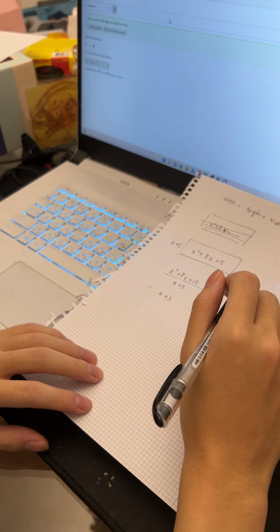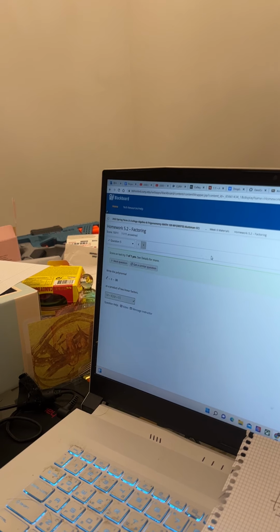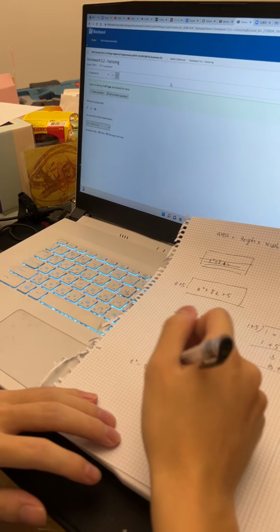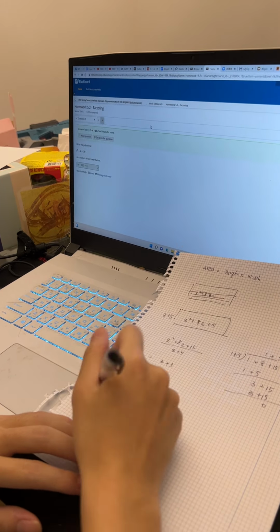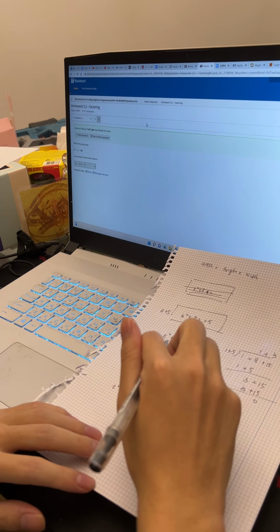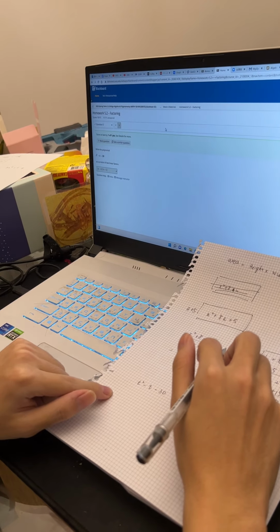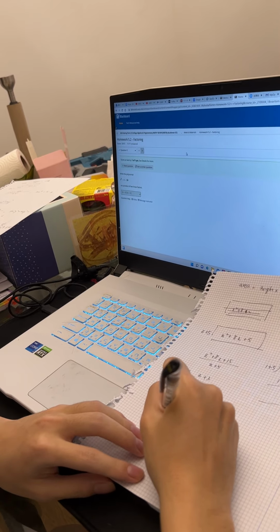Okay, the last question is write the two linear factors from the equation of t squared minus t minus 30. So we're finding the linear factors of this equation. The linear factor means that it will intersect with the x or y axis. In this example, it's the t axis.